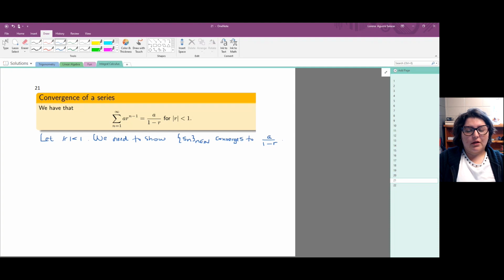Now to show that these partial sums converge to a over 1 minus r, we're going to find an explicit form of S sub n. So notice that S sub 1 is the addition of the first term of the series, so that's just a. S sub 2 is a, the first term, plus the second term, a times r. The third sum is a plus ar plus ar squared, and so on.